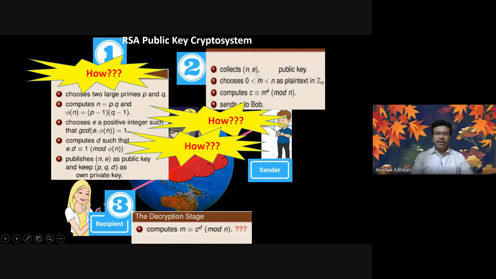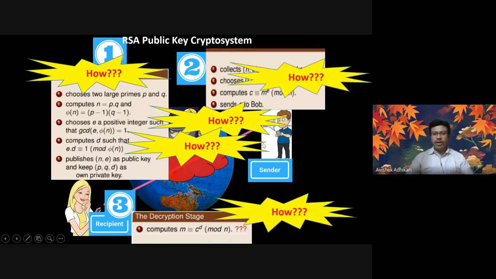Now consider the sender's activity. When he wants to send a message, first he converts this message into this range, but the problem is he has to calculate m to the power e modulo n. Now you can understand that m may not be that long, but the values of n and e could be very long, very high range values. So the question is how this boy will be able to calculate this.